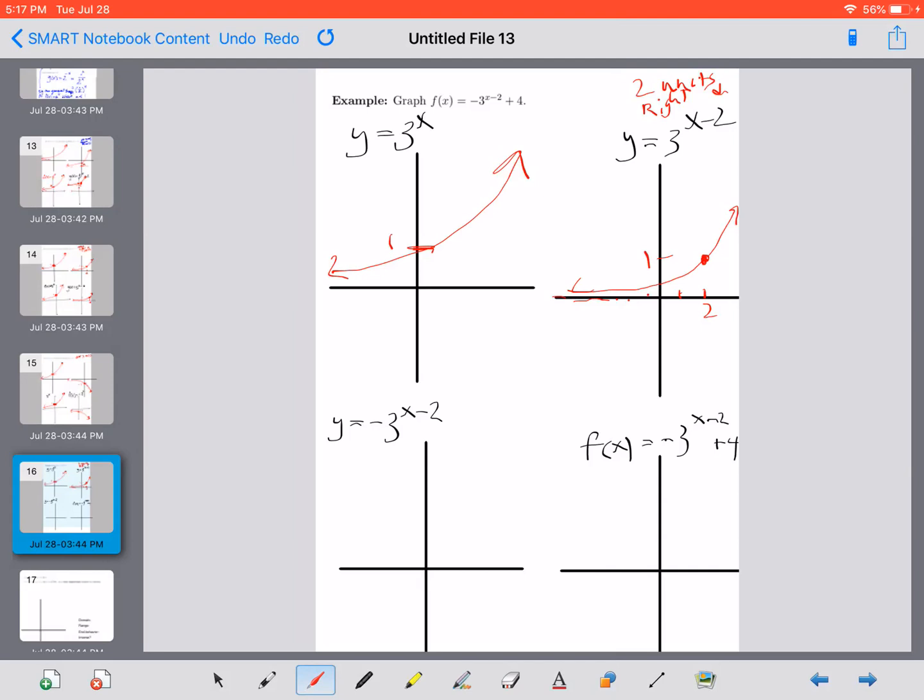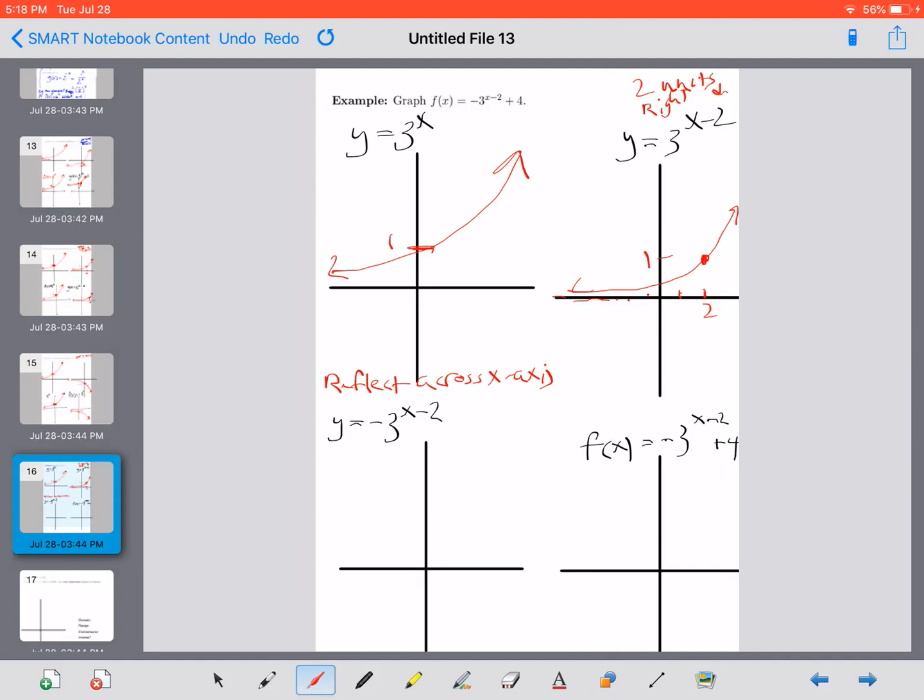Alright, what's next? Next we're going to take that whole function, 3 to the x minus 2, and make it negative. When you take the whole function and make it negative, this is going to reflect the last graph across the x-axis.